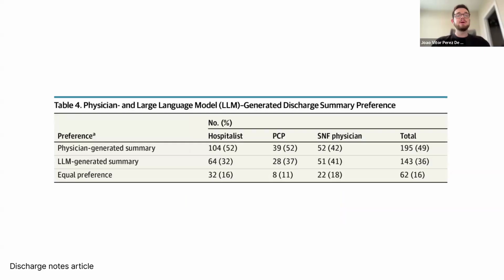Similarly, in the same paper, they also looked at the preference in terms of percentage for each of the professionals that were rating these. If you compare the overall preference, people tended to choose the physician-generated summary, the human-generated summary, while 36% of them preferred the large language model, and 16% had kind of an equal preference. So it's pretty close. That's quite cool.